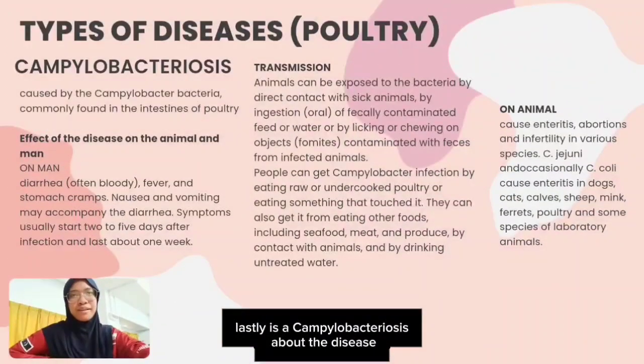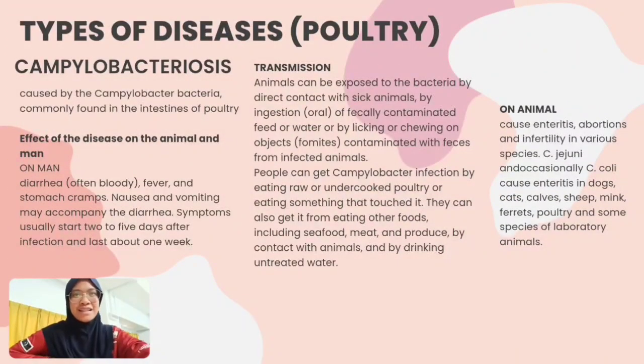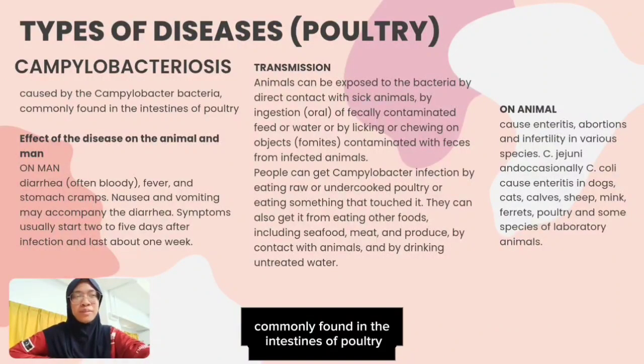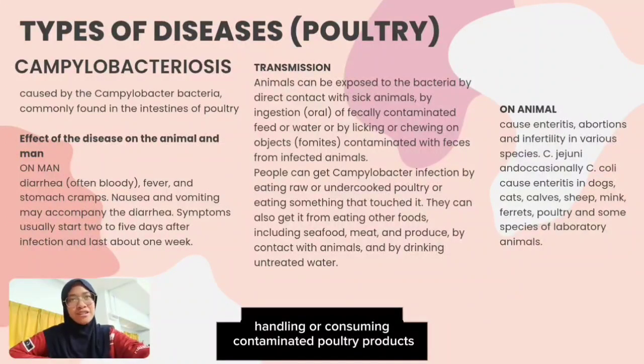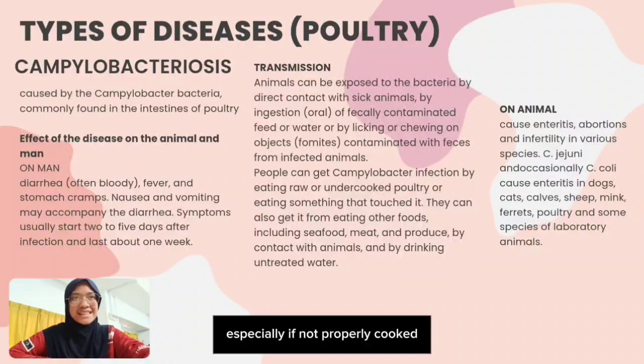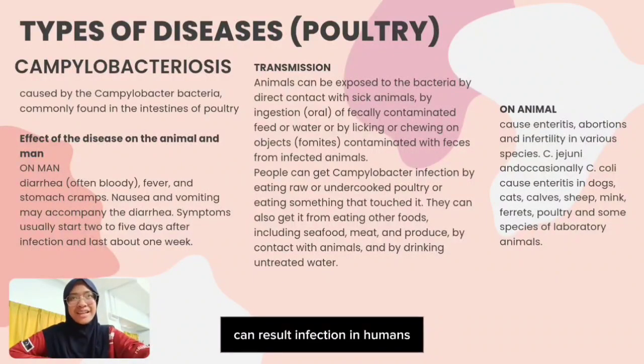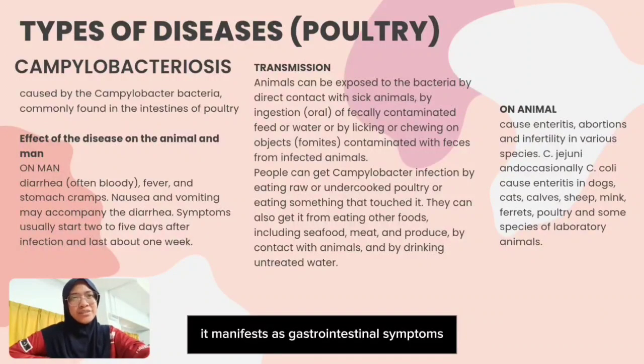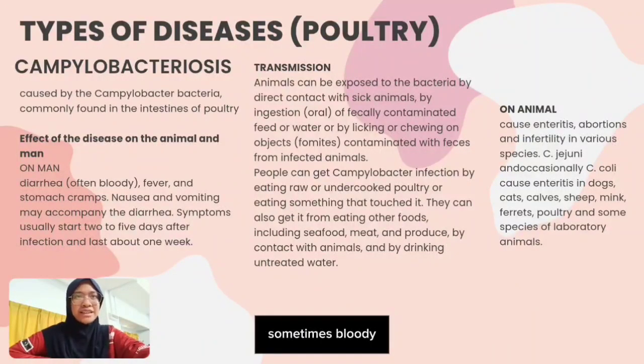Lastly is Campylobacteriosis. About the disease, Campylobacteriosis is caused by the Campylobacter bacteria commonly found in the intestines of poultry. Handling or consuming contaminated poultry products, especially if not properly cooked, can result in infection in humans. It manifests as gastrointestinal symptoms, including diarrhea, sometimes bloody, abdominal pain, and fever.